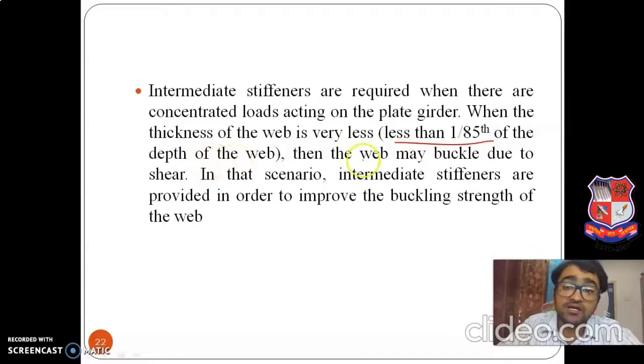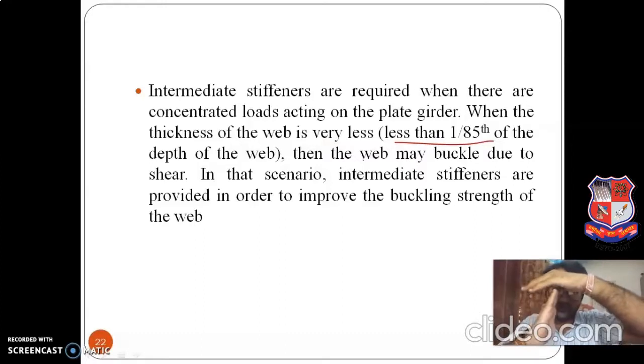When the thickness of the web is less than 1/85 of the depth of the web, then the web may buckle due to shear. As I told you, if the load is coming, the web may buckle due to shear if the thickness is less than 1/85 of the depth of the web. These are the criteria given in IS 800:2007. In that scenario, intermediate stiffeners are provided in order to improve the buckling strength of the web.